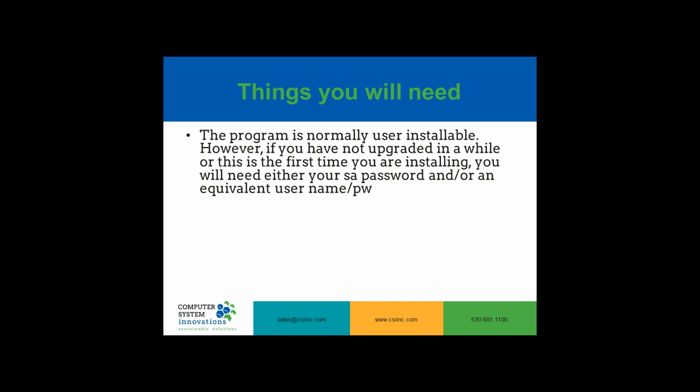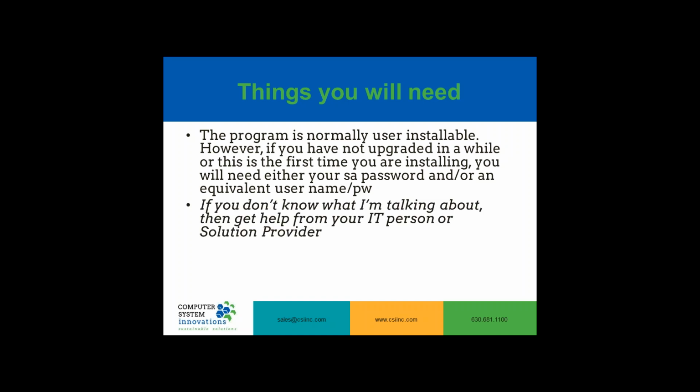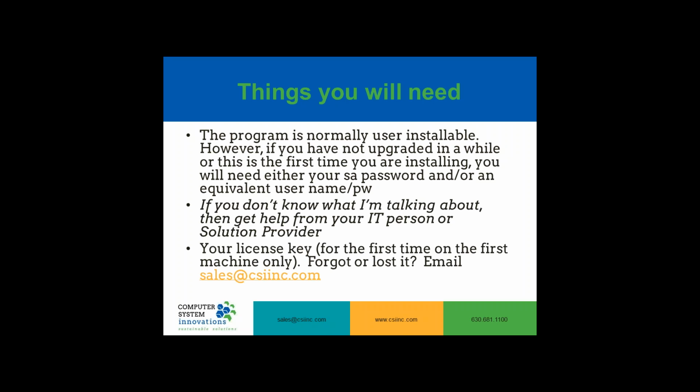Okay, things you're going to need. If you haven't updated in a while, it's going to need your SA password or an equivalent username and password. That's not going to be a password that you use in IMIS. So if you don't know what an SA password is, or you don't know what an equivalent one is, you're going to need to go ahead and find someone at your organization that knows what those things are. So that's important. And the other thing is you're going to need your license key if you're installing it for the first time at your organization. That's on the email that you got that had your login that you probably lost as well. So just email sales@csiinc.com and you will go ahead and get that sent over to you.